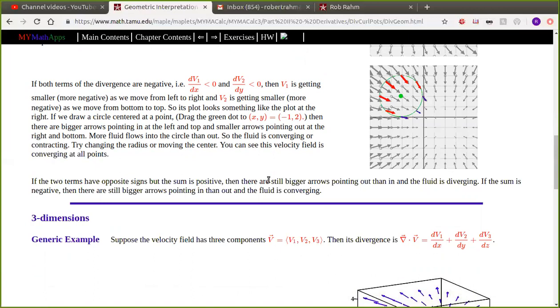And if the divergence is negative and the two terms have opposite signs, then something similar is true. There's more fluid flowing in than flowing out. So this is the physical interpretation of divergence. Let me write that in the sheet.